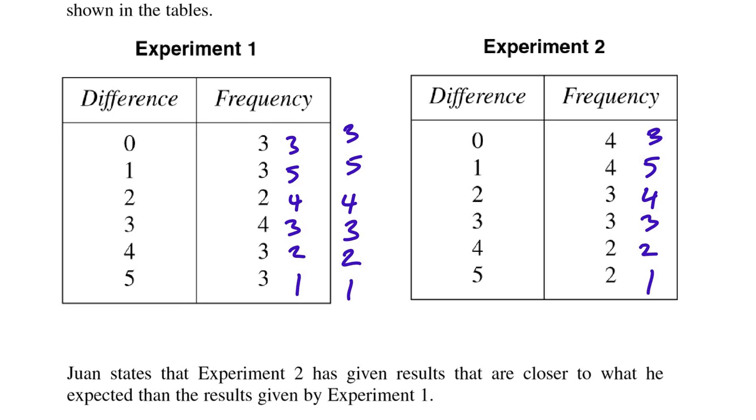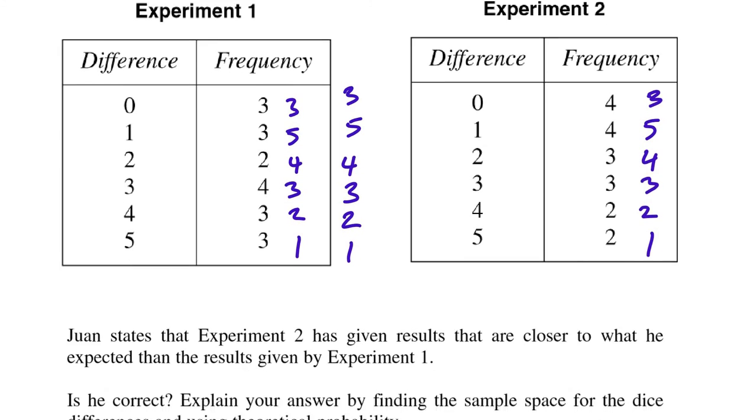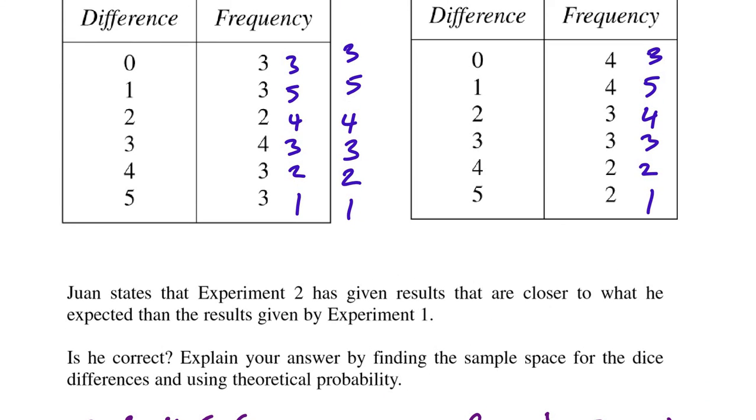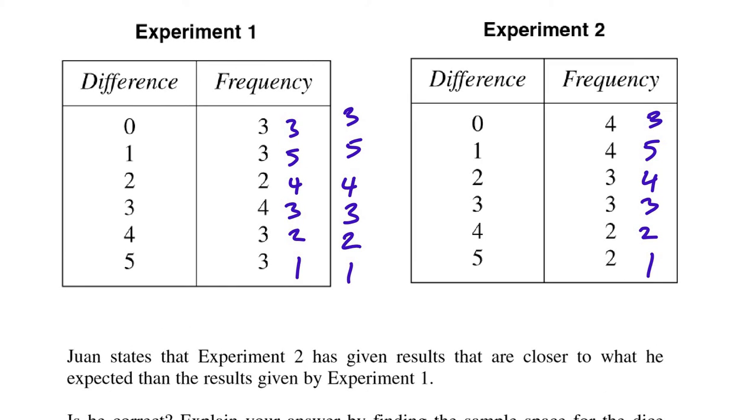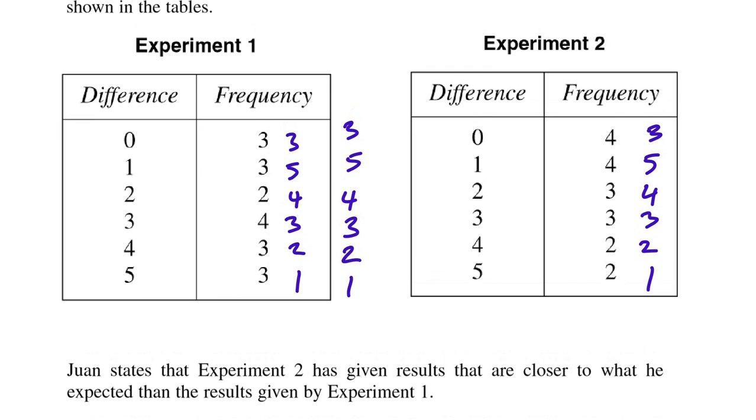So therefore, it looks like experiment 2 is much closer than experiment 1. So you can say John's is correct according to theory, theoretical probability and theoretical expectations. His experiment 2 is much closer. So therefore he is correct.